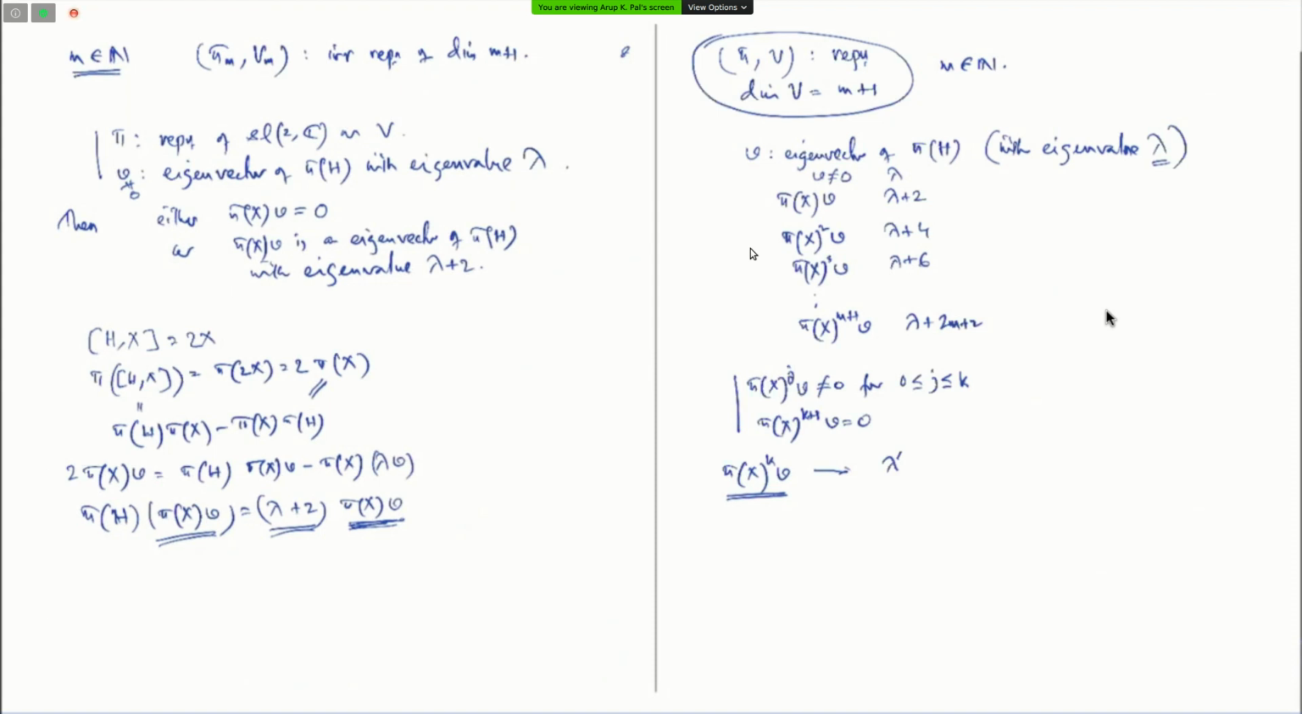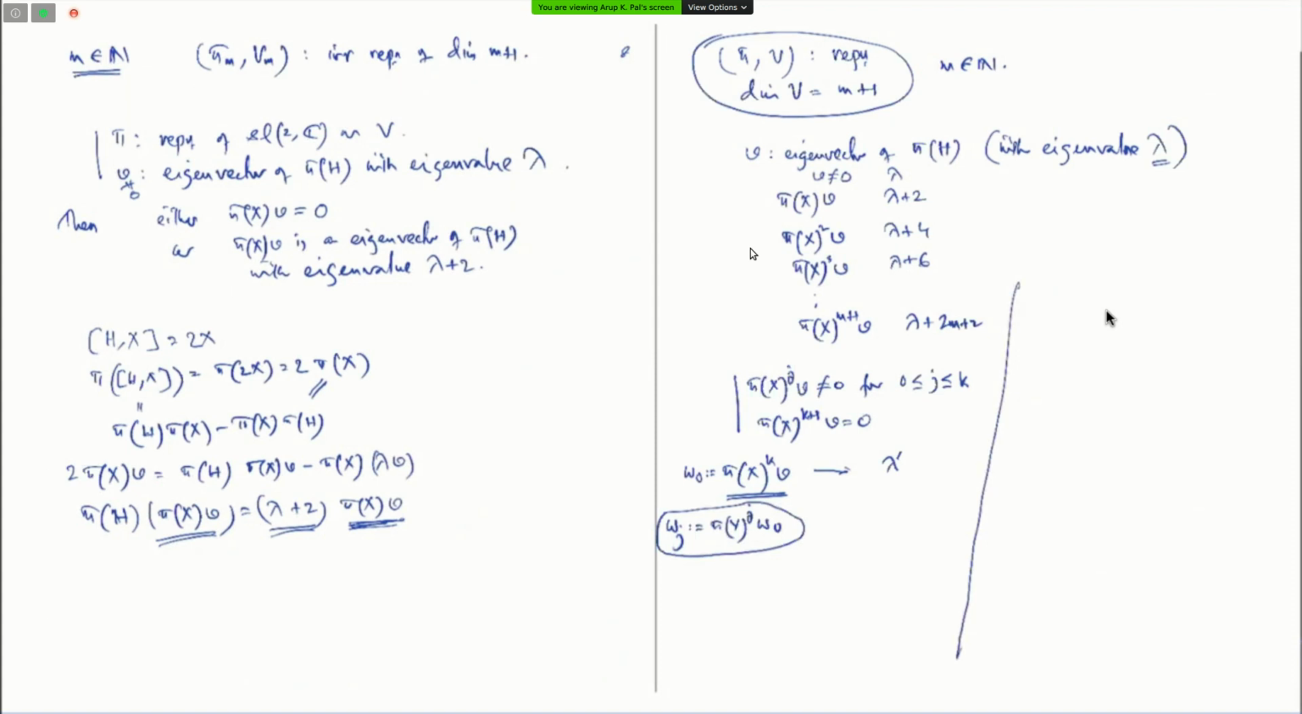Let's call this w naught. Now we apply pi y, and pi y to the j, w naught, until it goes to 0, and then this is the basis. So you can see how the argument is going to go, right?